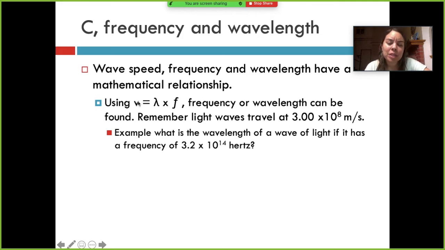Okay, so this is the speed of light. So we already have v. This is called lambda, and this is going to represent wavelength, and this thing right here is frequency.